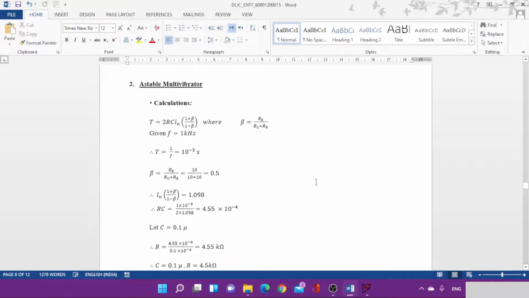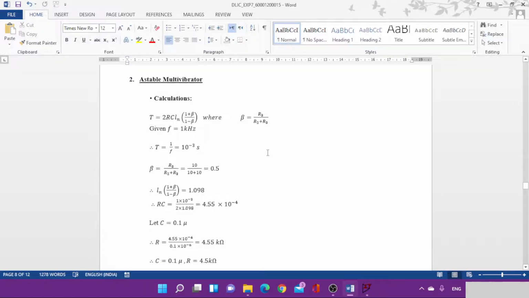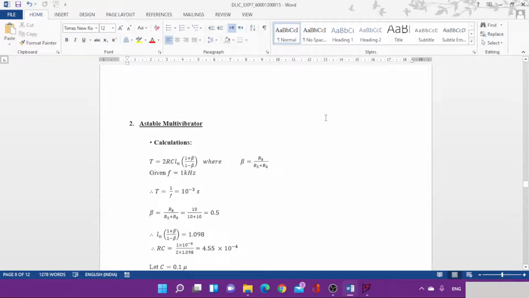The calculations are such that this is the formula for the RC time constant for the astable multivibrator. So the time duration is being calculated by using this formula, and this is derived from the charging and discharging of the waveforms. So that time is being calculated and clubbed together, which shows us the time duration. Beta is the feedback factor, that is the voltage divider network associated with it.